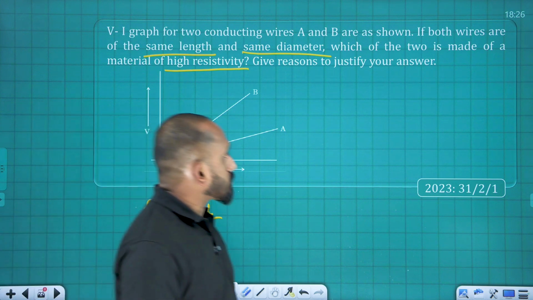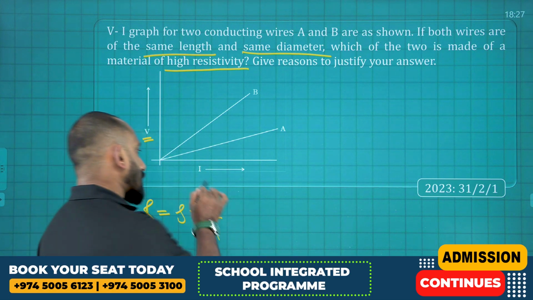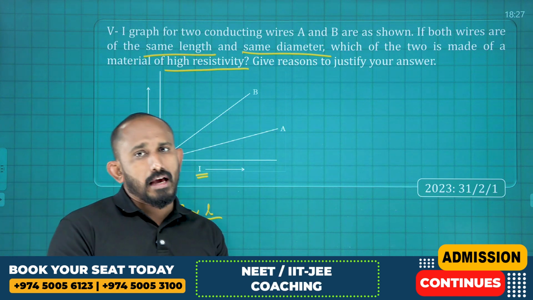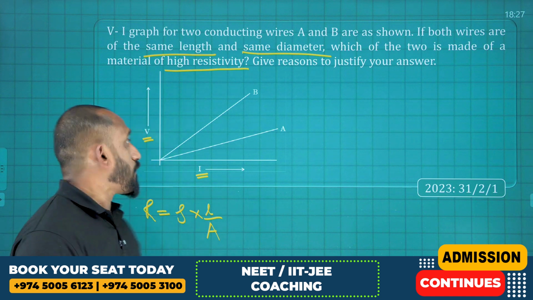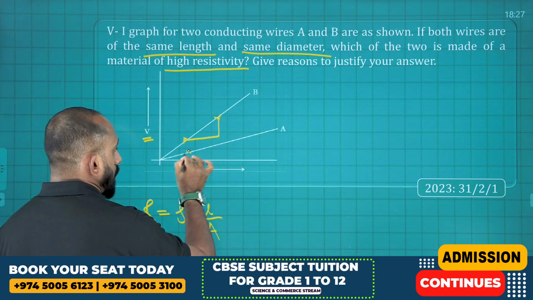Now give the reason. From the graph, voltage is taken along the x-axis and current is taken along the y-axis. So the slope of the VI graph gives you the resistance. If you find the slope, then here B has more slope compared to this one.